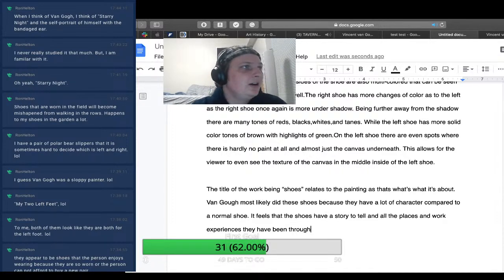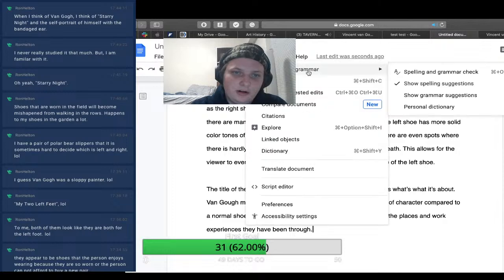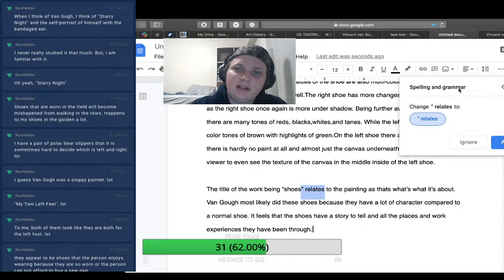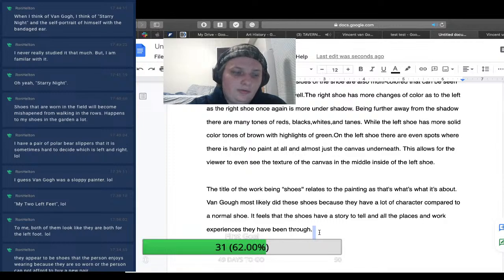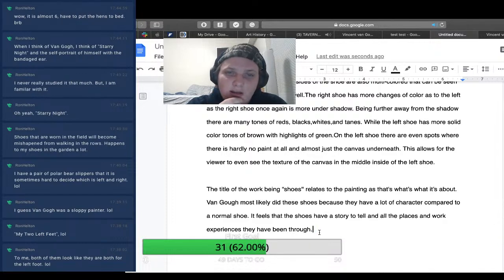Ron Hilton says here, I never really studied it that much, but I am familiar with it. Yeah, fair enough. I think everyone's at least familiar with The Starry Night. I couldn't necessarily say that I've studied it either. I know in the art class itself, when they were talking about lines and design for paintings, she mentioned The Starry Night as one of her examples. It's a very famous painting. I do like the painting more than I dislike it, but I wouldn't necessarily say that it's my favorite.